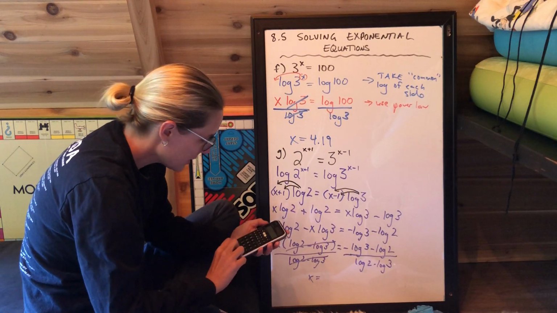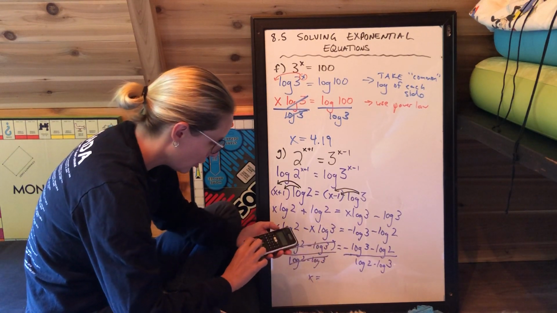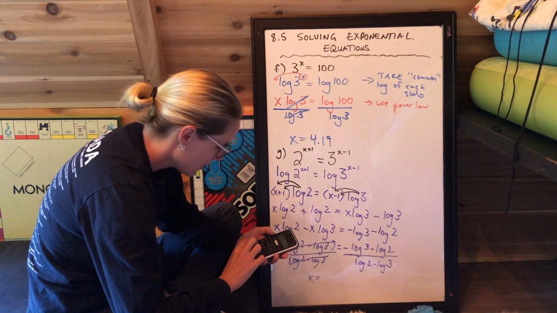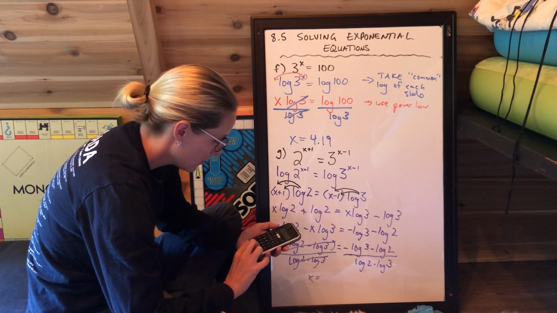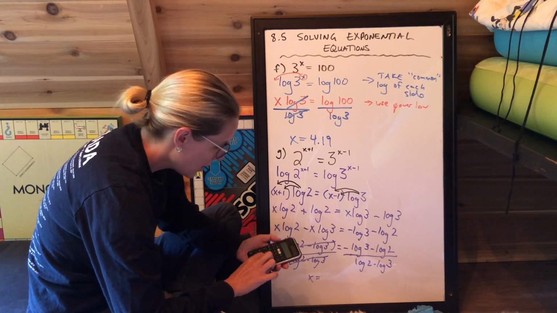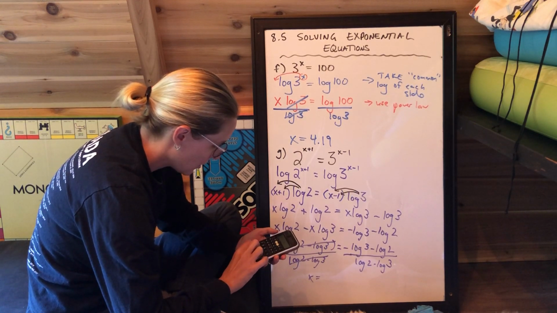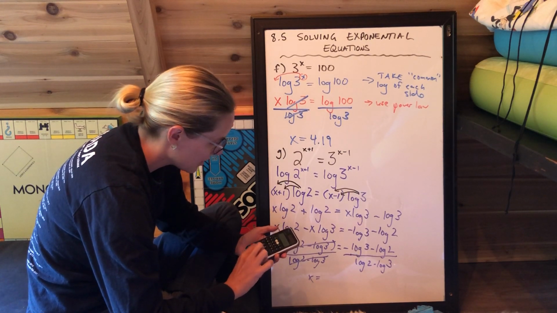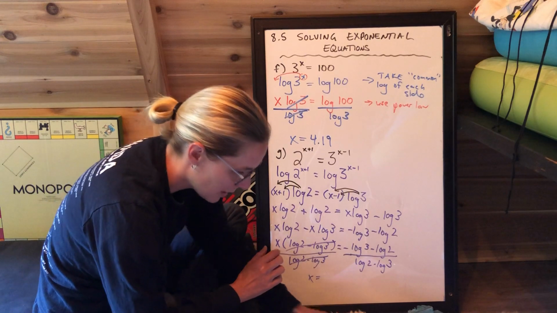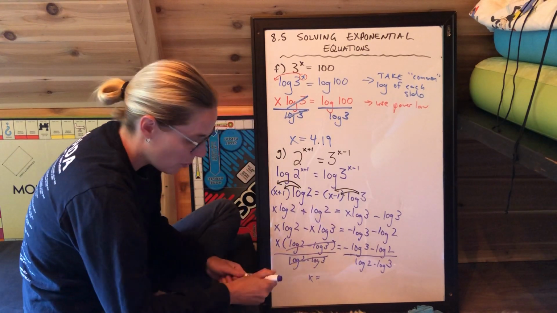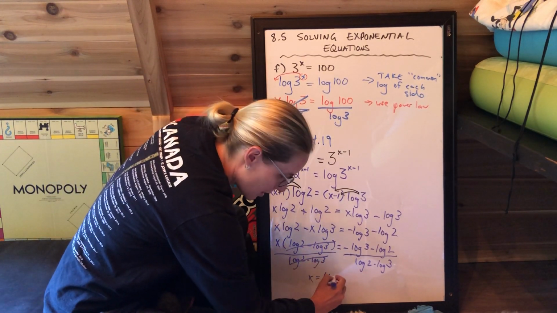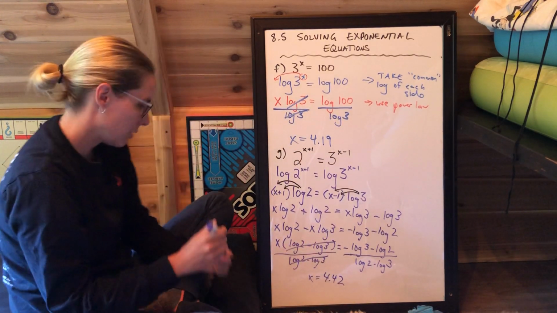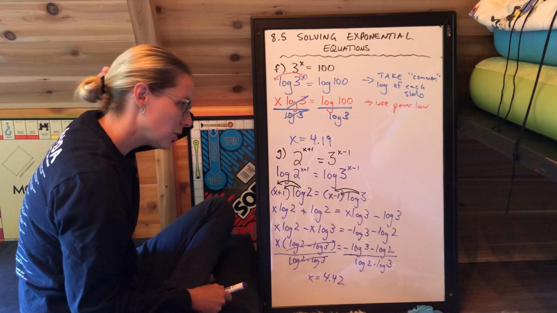And now I have a little bit of arithmetic to do on my calculator. So I take my negative button, negative log 3 minus log 2, divided by log 2 minus log 3. Use brackets, please, or else you're bound to get a wrong answer. And I get 4.4, close to the last answer, 4.42. But nothing really new.